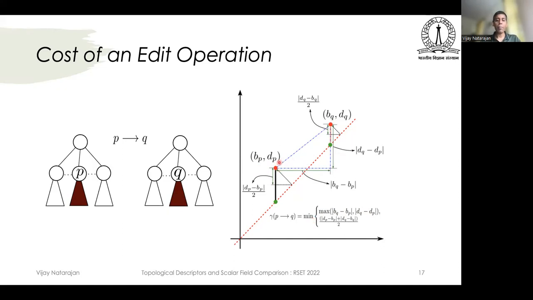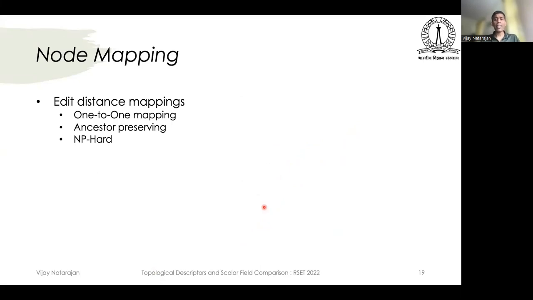Another way to transform P into Q is to go from P to lambda and then introduce Q. So essentially go from lambda to Q, right? Or the other way around. So that's captured in this second expression. So the minimum of the 2 gives us the cost of a relabel operation, P to Q. Okay. So with that discussion on the cost, yes.